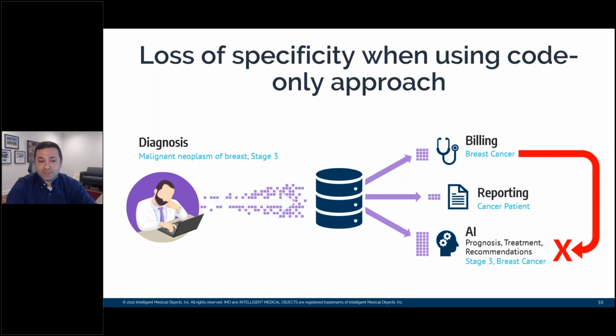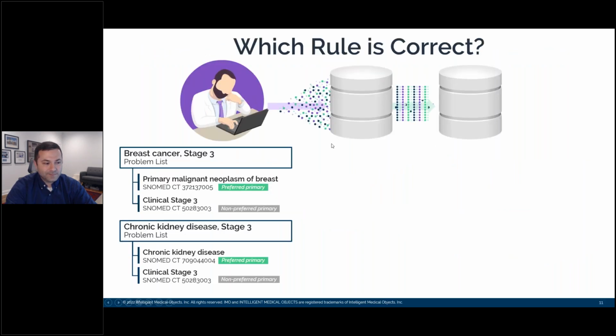And this is the problem that happens in industries. Without focusing on the underlying data quality, you will fail on all AI/ML algorithms that represent 20% of your population and 80% of the cost of care. So which rule is correct?